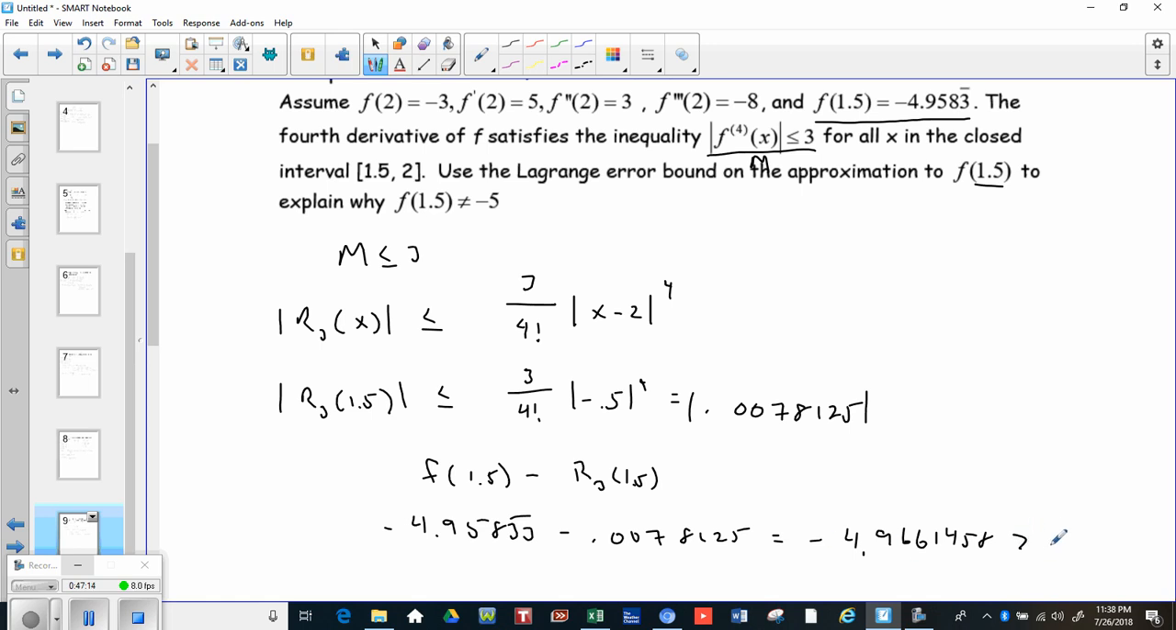This value is greater than negative 5. And since this was our maximum error right here, that means that there's no way that I can add more or subtract more to these values. There is no way this would ever equal negative 5. So we have shown what they asked us to show.